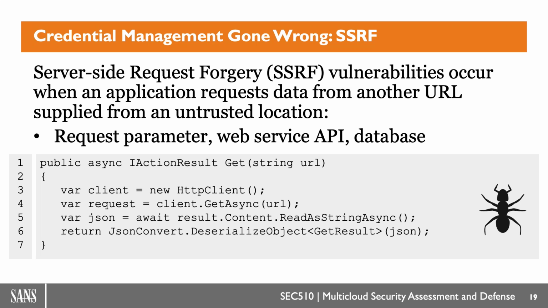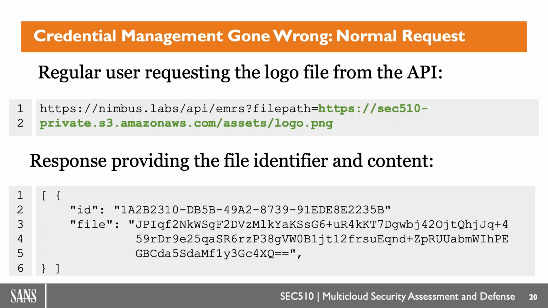So let's take a look at a couple of examples here on the next slide. What we see here is a standard user interaction. Now, this is an example from our lab environment. Brandon will show this to you here in a few minutes, but we've got this request to nimbus.labs. And notice the file path parameter. That is a parameter pointing to some logo out in an S3 bucket. And the response is going to pull that file down. But the question is, what happens if we change it to something more interesting?